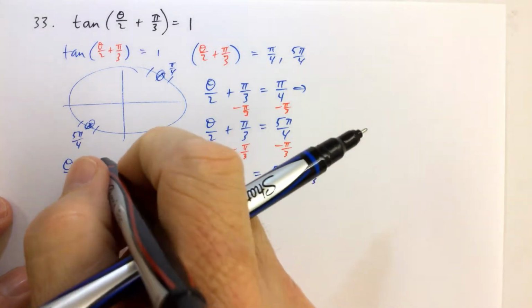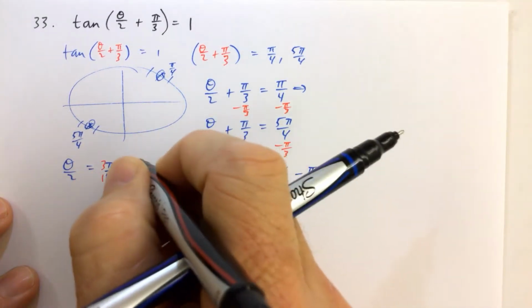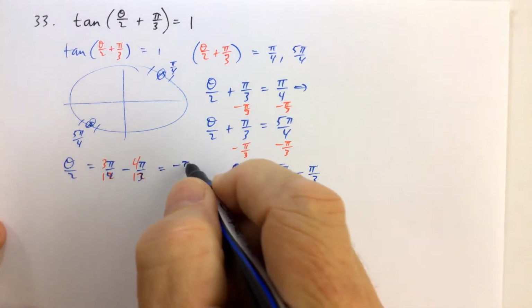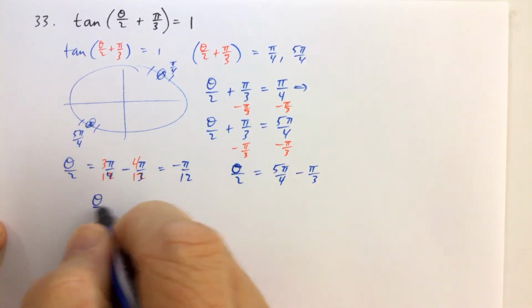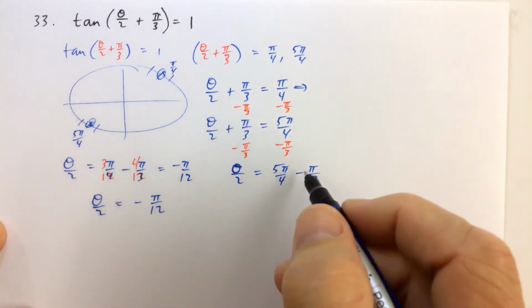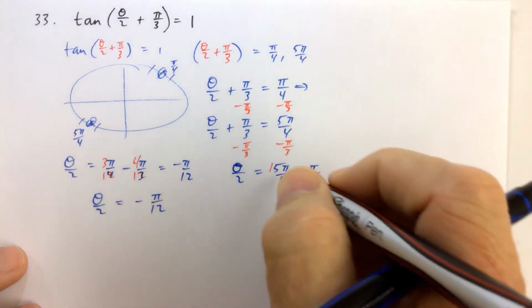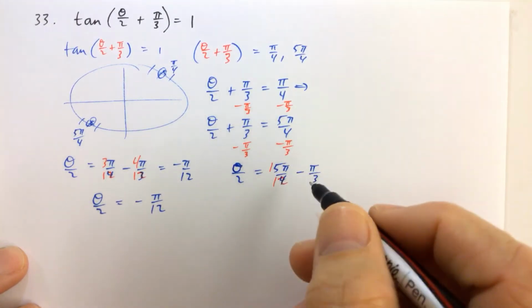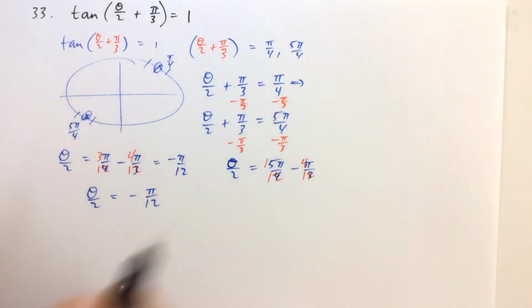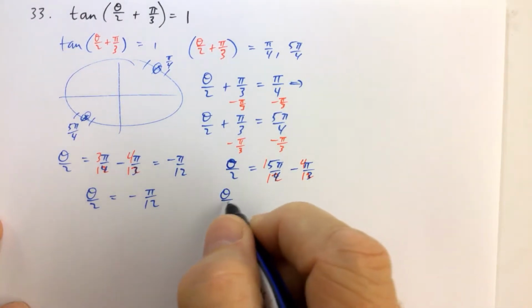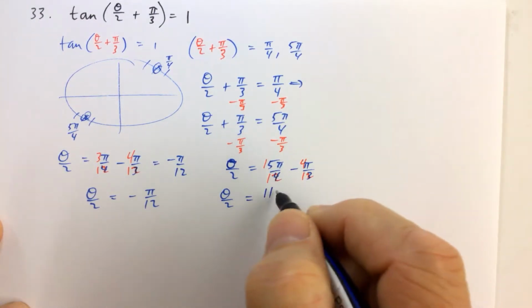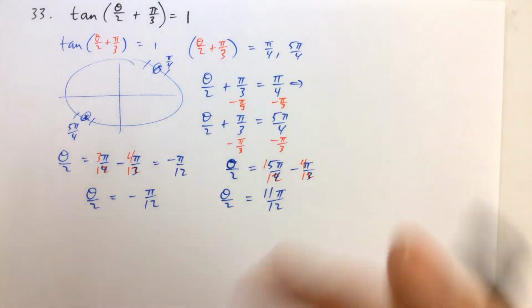We need a common denominator, so this would be 3 pi over 12 minus 4 pi over 12, which would give us negative pi over 12. So we end up getting theta over 2 is equal to negative pi over 12. And over here, this would be 15 pi over 12, so we're multiplying top and bottom by 3. And in the second fraction, we're multiplying top and bottom by 4. So we end up getting theta over 2 is equal to 15 pi over 12 minus 4 pi over 12, which gives us 11 pi over 12.